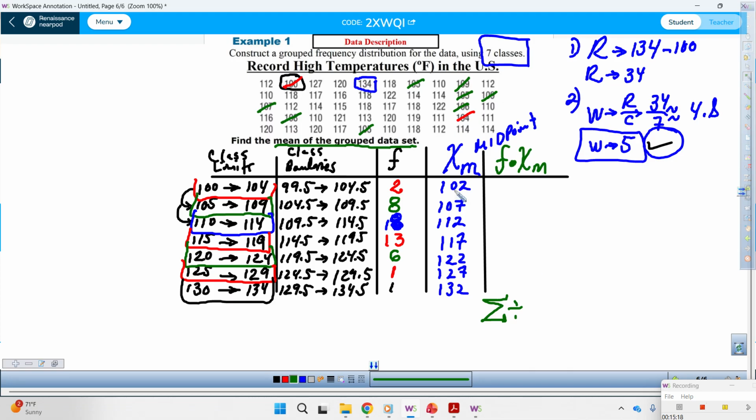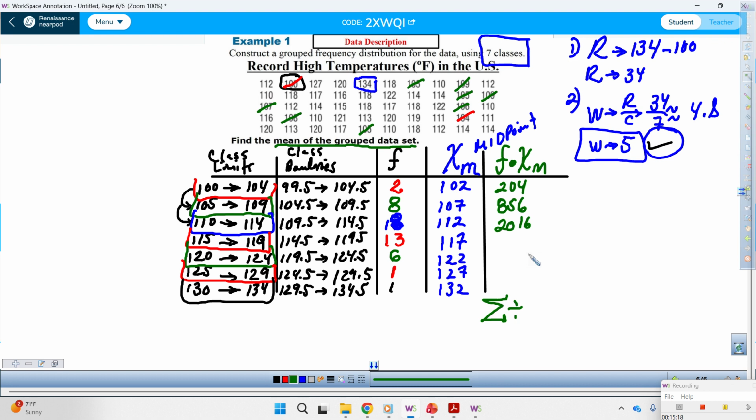What is 2 times 102? 204. 8 times 107, that's 856. Next one for Geo, 18 times 112. Computation. Calculators calculate. What is it? 2016. All right, thank you.